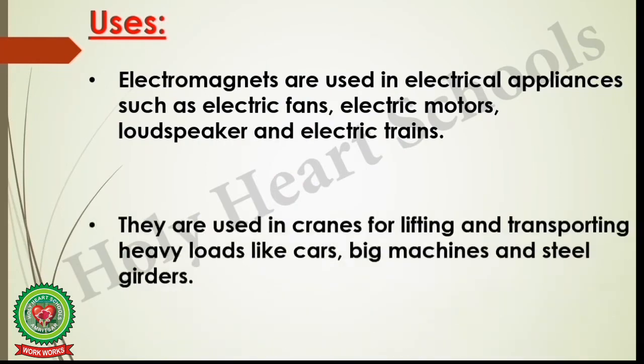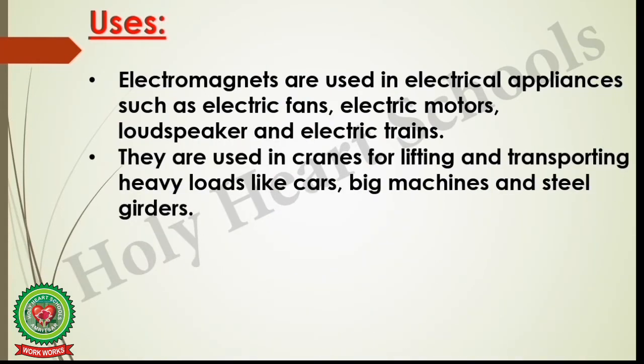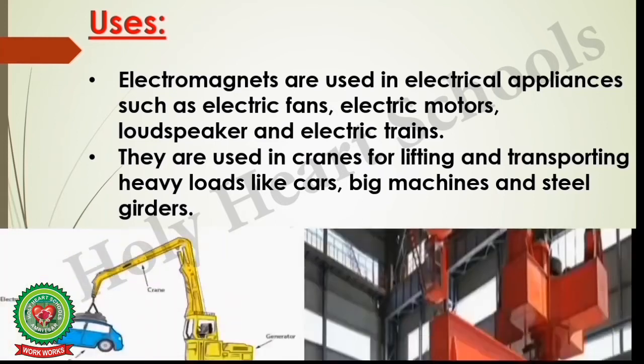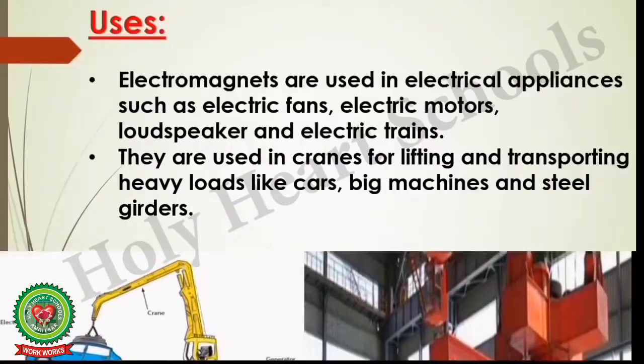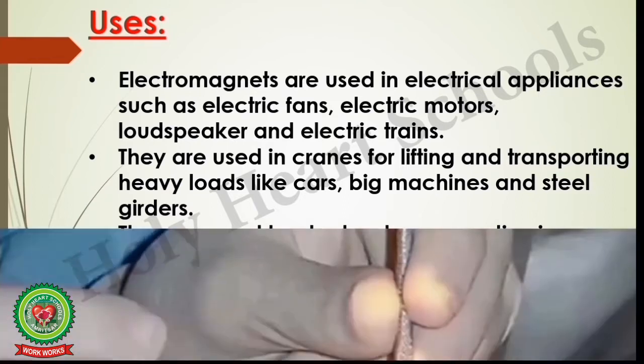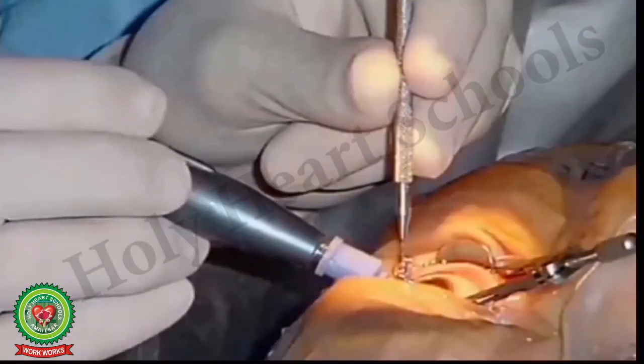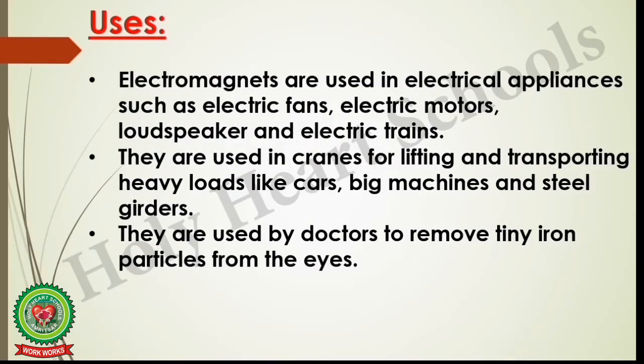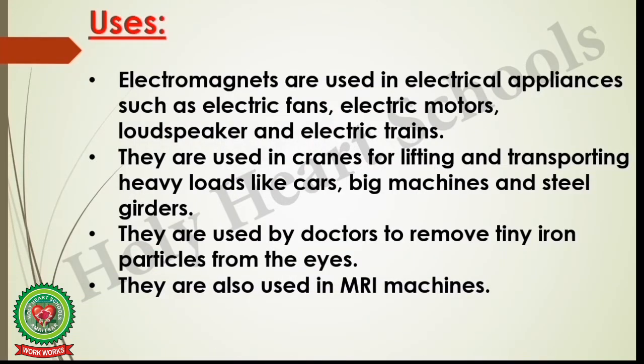Electromagnets are also used in cranes for lifting and transporting heavy loads like cars, big machines and steel girders. They are also used by doctors to remove tiny iron particles from the eyes that have fallen accidentally. And they are also used in MRI machines.